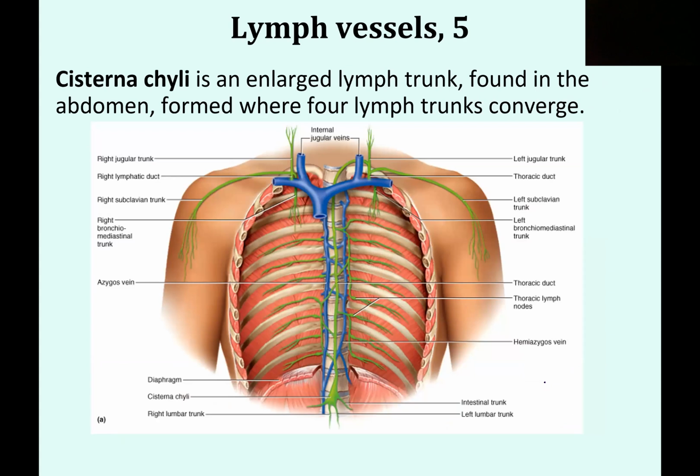Then we have the cisterna chyli, and that's this enlargement down here. You have an enlarged lymph trunk found in the abdomen where 4 lymph trunks converge, the 2 intestinal trunks and the 2 lumbar trunks. So a cistern is like a dumping area.